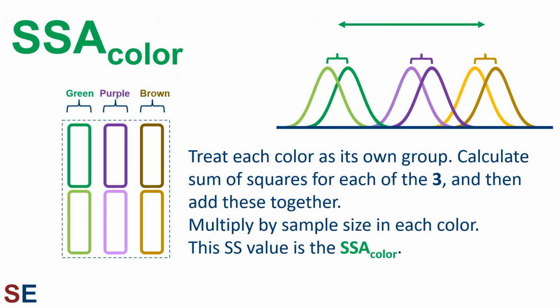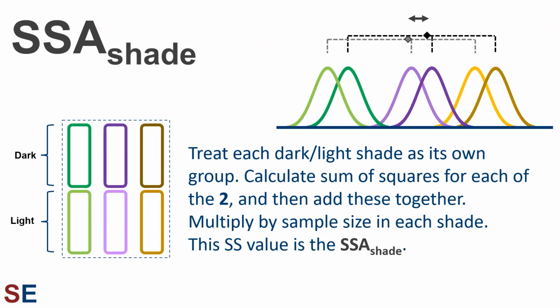How are the means of groups associated with different values of the first factor? For the sum of squares for the color factor, we treat each color as its own group, ignoring the shade factor. Then we calculate the sum of squares for each of the 3 groups which differ in color, and then add these together. We also multiply by the sample size in each color to take this into account. This sum of squares value is the sum of squares among for color, the sum of squares among for the first factor. Now for the second factor.